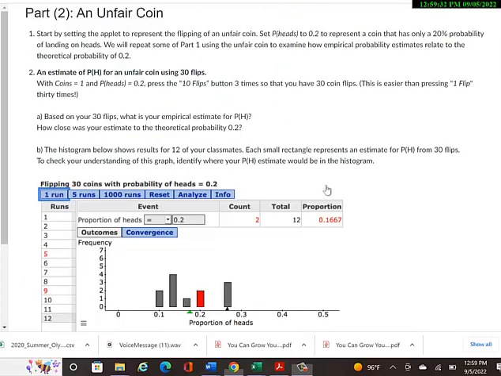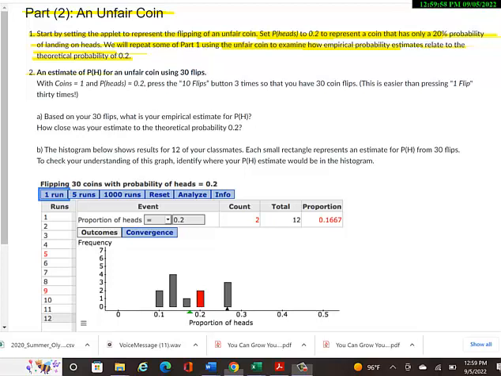Okay, once you record those answers, now move on to thinking about an unfair coin. We'll start by setting the applet to represent the flipping of an unfair coin. We'll set the probability of heads to 0.2 to represent a coin that only has a 20% probability of landing on heads. We will repeat some of part 1 using the unfair coin to examine how empirical probability estimates relate to the theoretical probability of 0.2.